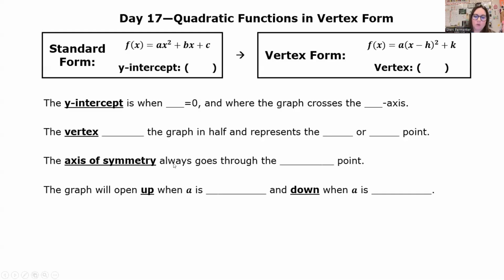And so what you'll see up at the top are the two forms. We've got standard form right here. That's the form that you tend to love. But after today, you'll see the importance and the value of vertex form.